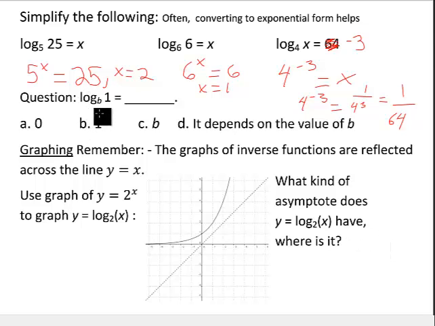Okay? So let's look at this next question. The log base b of 1 is what? Is it 0? Is it 1? Is it b itself? Or does it depend on the value of b? Well, I already mentioned the answer to this.